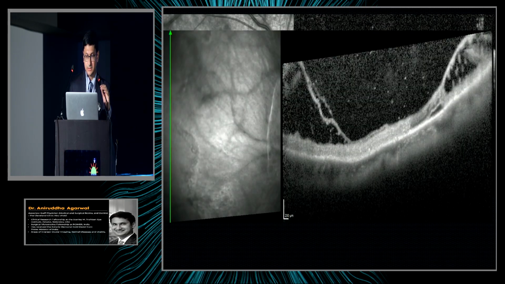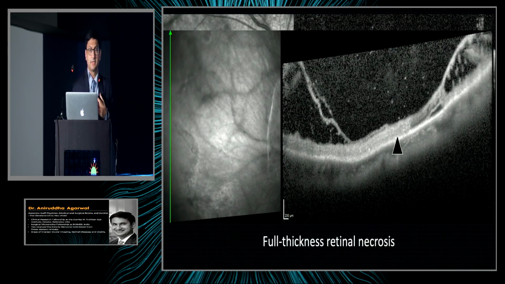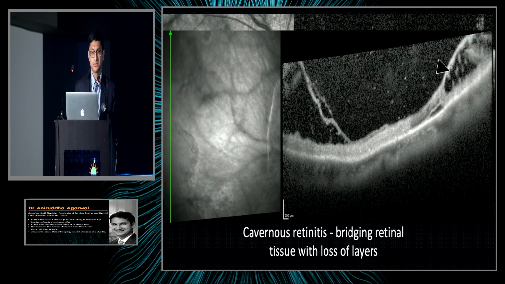Again, you have this full thickness retinal necrosis here, and you can see these bridging tissues. And if this patient comes to me, I would tell the patient you're very highly likely to develop a retinal detachment. And this is what happened. This patient actually went on to develop a rhegmatogenous detachment.